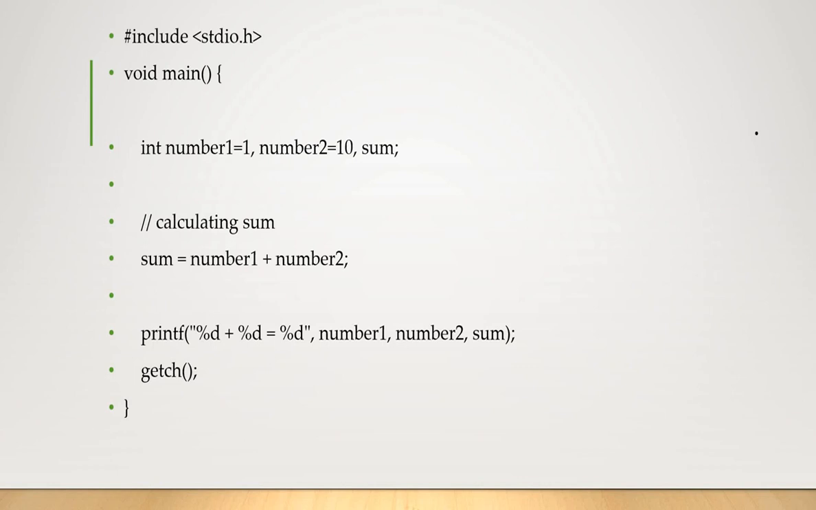If it is %s, we are printing a string. If it is %f, we are printing a float. If it is %ld, we are printing a double type of element. In this case, all the above mentioned variables and their values are of type int. Therefore, %d, %d, %d. The first %d prints the value of number1. The second %d prints the value of number2. And the last %d prints the value of sum. And this getch statement displays the output on the output screen.